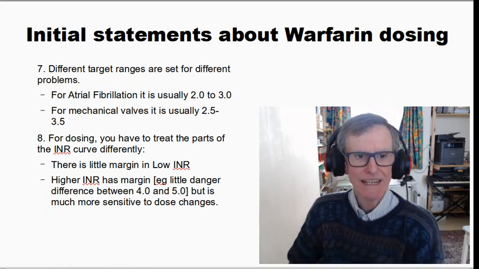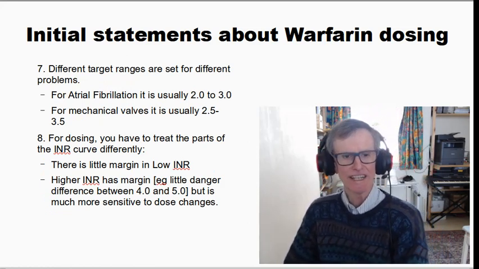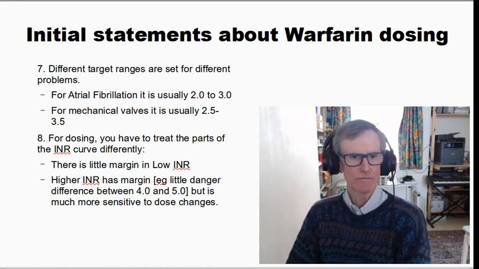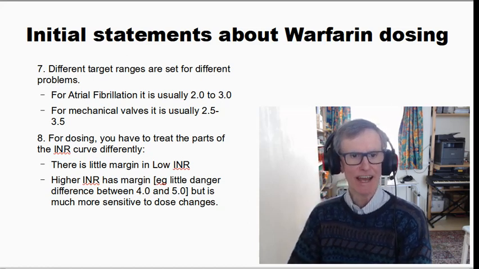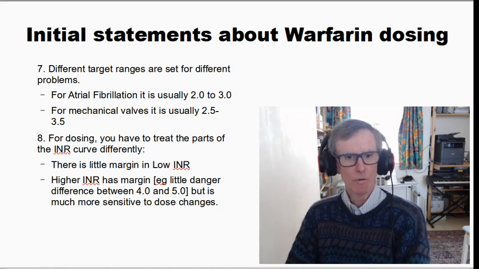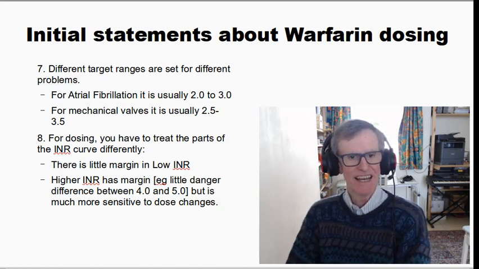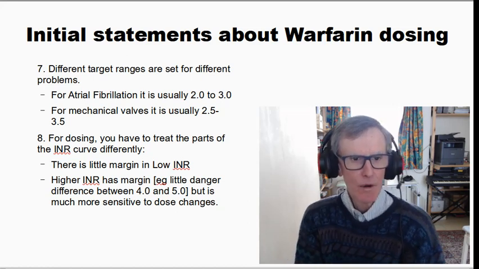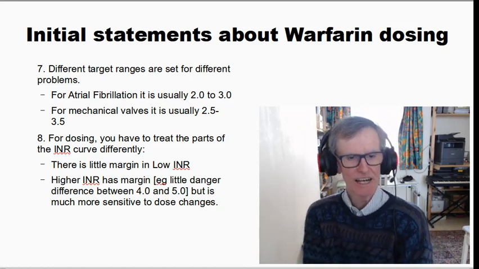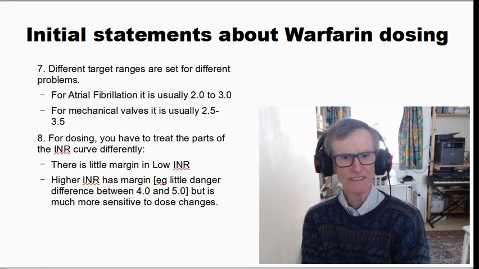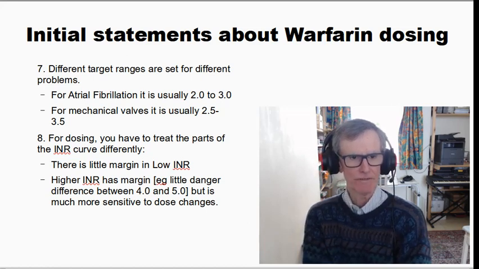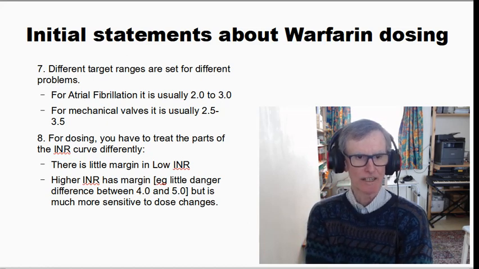Now, there are different target ranges which are set for different problems. If you have atrial fibrillation, it will probably be an INR range of 2 to 3. Whereas if you have a mechanical heart valve, it is probably 2.5 to 3.5. Doctors sometimes set other target ranges.